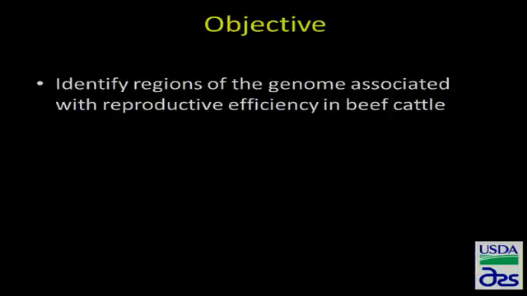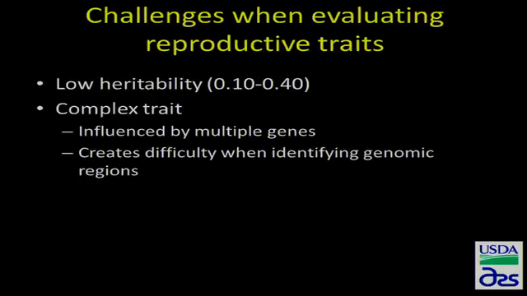So our objective was to identify regions of the genome that are associated with reproductive efficiency in beef cattle. Now there are some challenges when you look at reproduction. First, it's a lowly heritable trait, and it's also a very complex trait, which means it's influenced by multiple genes, and therefore this creates difficulty when identifying genomic regions. One way to overcome these challenges is to look at a large number of animals. And I'm not talking hundreds of animals, I'm talking thousands of animals.